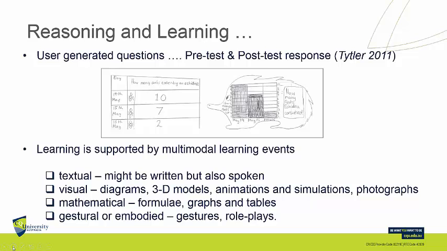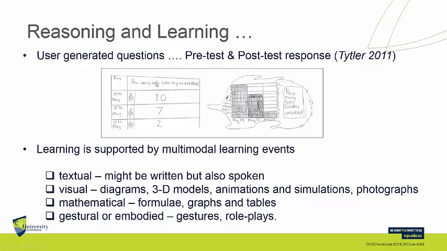Reasoning and learning. We can use generated questions, okay, generated by students from a pre-test, post-test response. So we can actually send students out there to have a look, for instance, at how many ants get eaten by an echidna. Okay, the echidna may be, for instance, in a tank. It may be in its own little pen. It may not be an echidna. It may be a different species of creature.